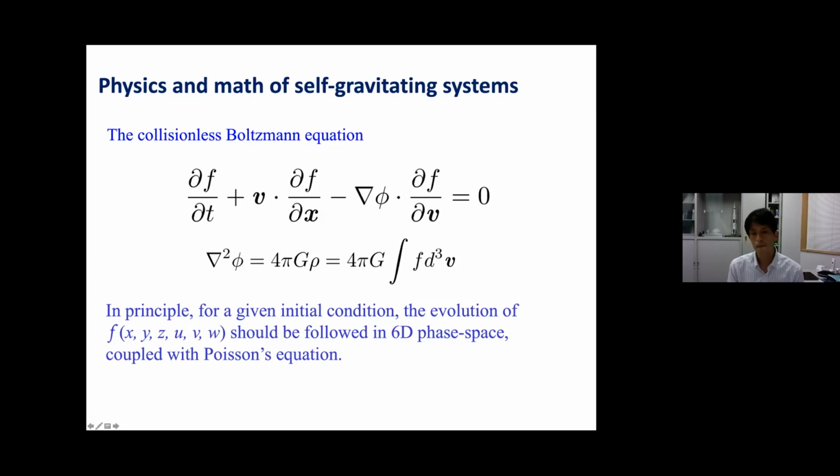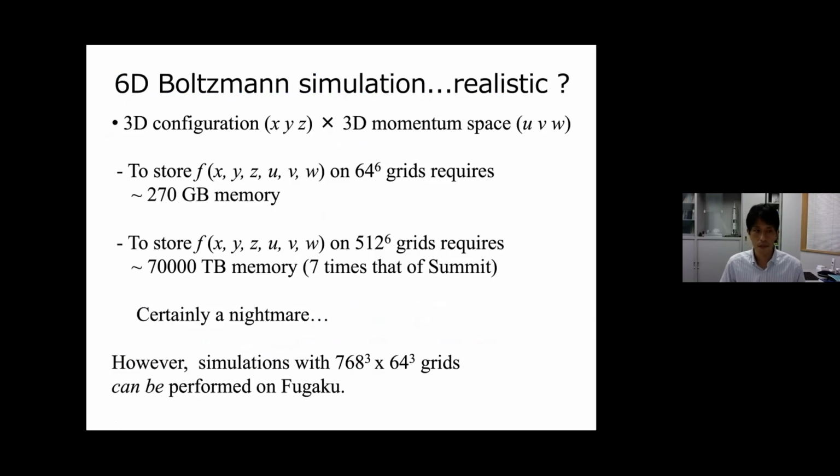In principle, for a given cosmological initial condition, the evolution of the velocity distribution function in 6-dimensional phase space should just be followed, coupled with Poisson's equation for gravity. You can easily imagine this is very costly. This is really the curse of dimension, because we need to follow the evolution in 6D: 3 for space, x, y, z, and 3 for momentum and velocity.